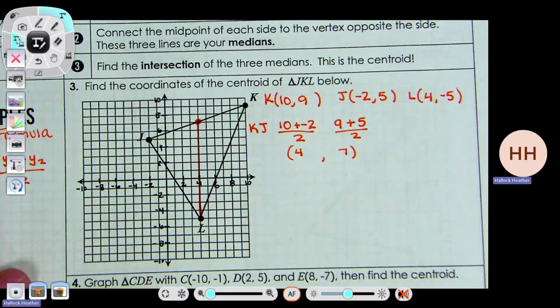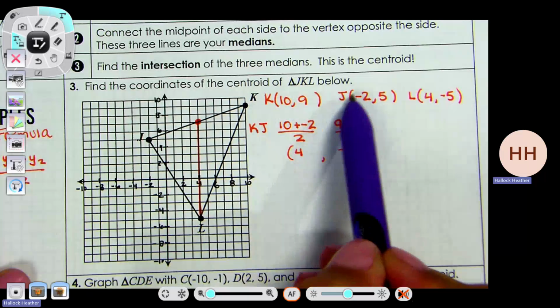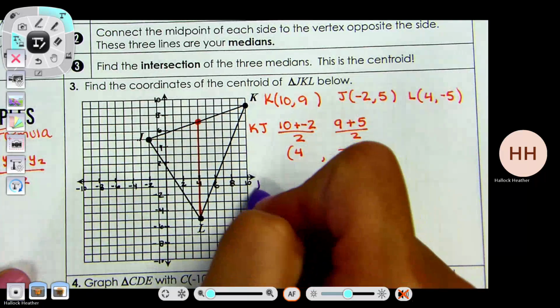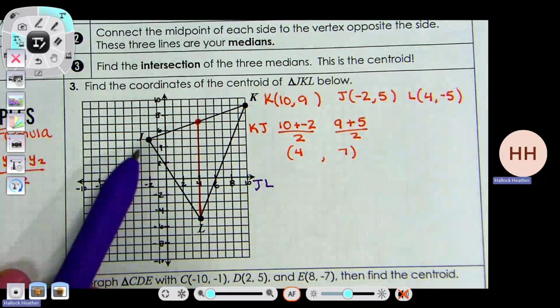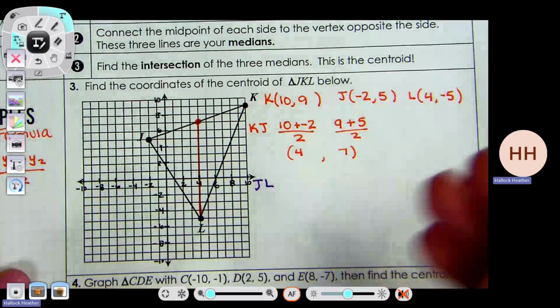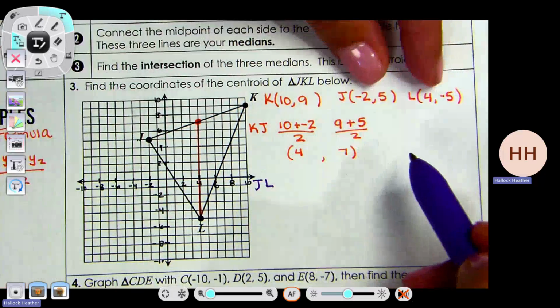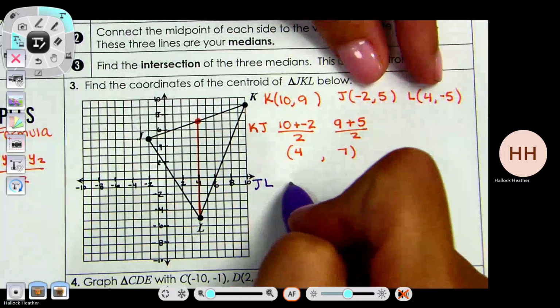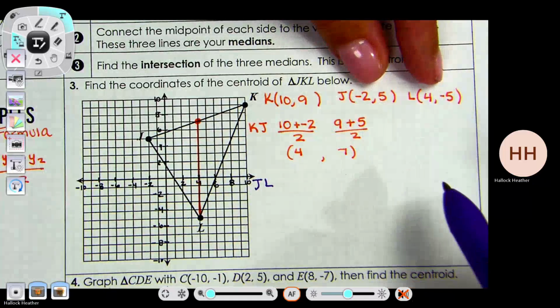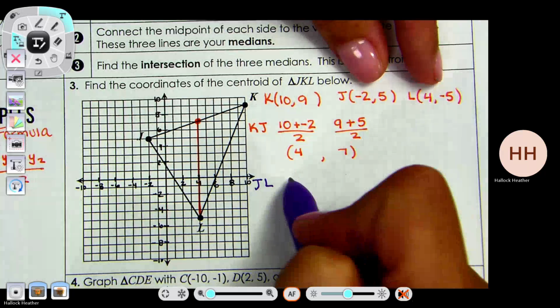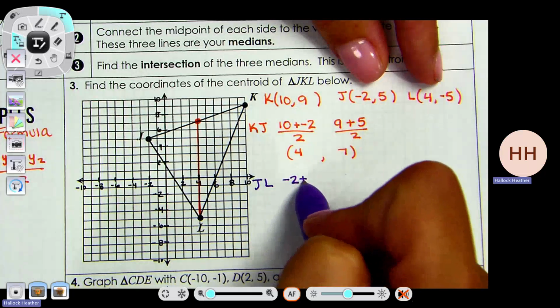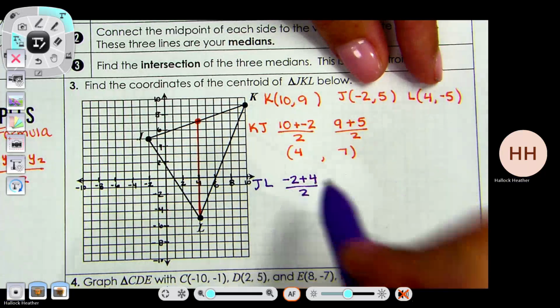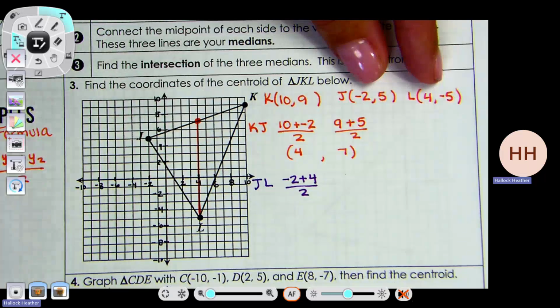We are going to do the same thing for one of the other sides. So I did K and J. Now let's use J and L. We need to figure out the middle of J and L. If I look at these two points, let's look at the X values first. What two numbers are actually being added together? Perfect. -2 plus 4 is 2. 2 divided by 2 is 1.